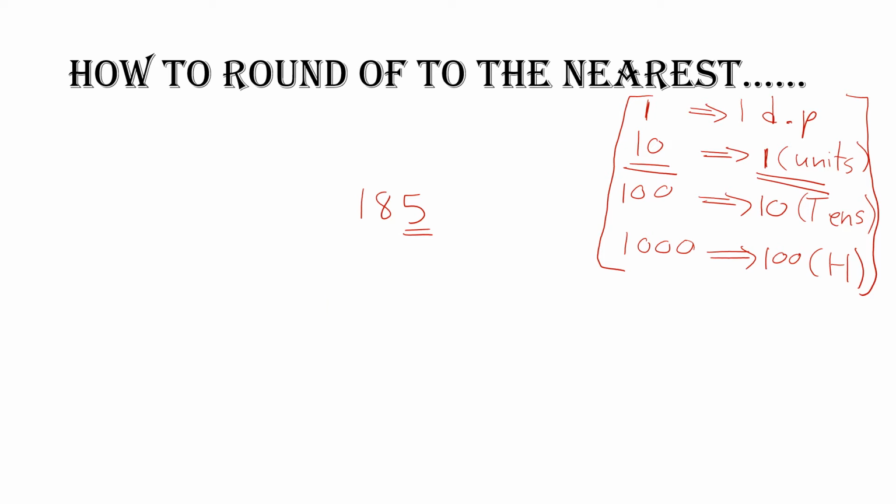Just for fun, if I ask you to round off this to the nearest 1000, remember for the nearest 1000, we always look at the unit before the 1000, so we pay attention to the 100. In a case like this, if you round off to the nearest 1000, our answer will be 0. Yes, believe it or not, it will be 0.